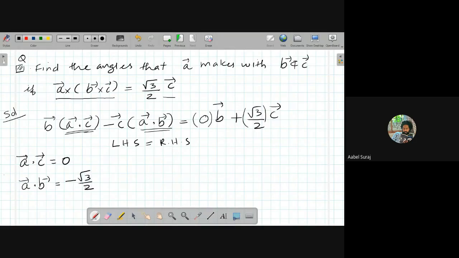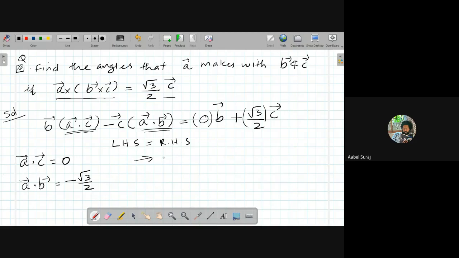You got the idea? A dot B is minus root 3 by 2. And from here itself, you can understand the angle between A and C. A dot C equal to 0, what is the angle between A and C? If you expand, what is A dot C? It is 90 degree. So if the dot product of two vectors is 0, the angle between those two vectors is 90 degree.